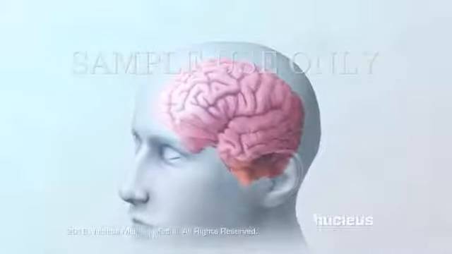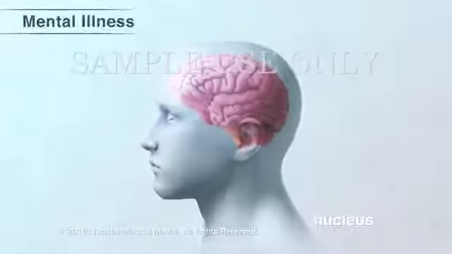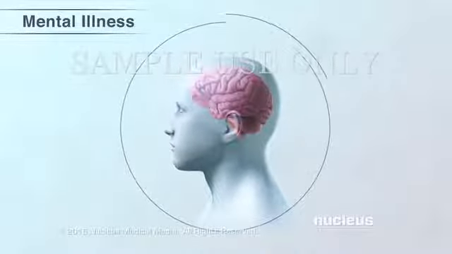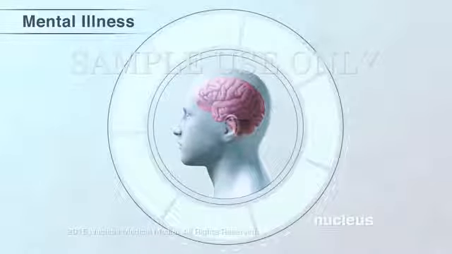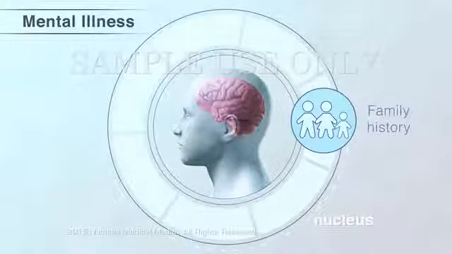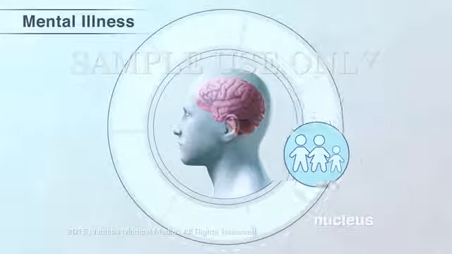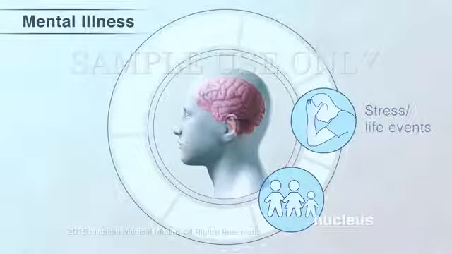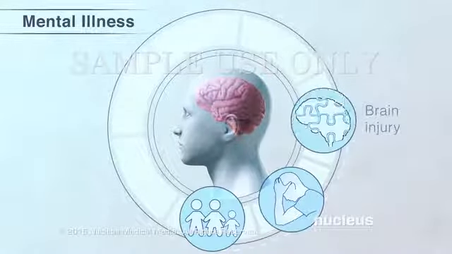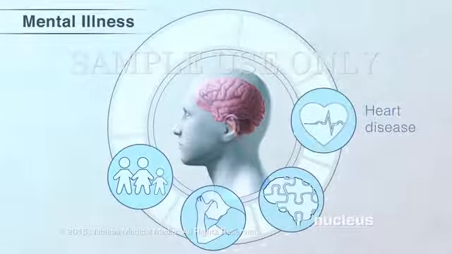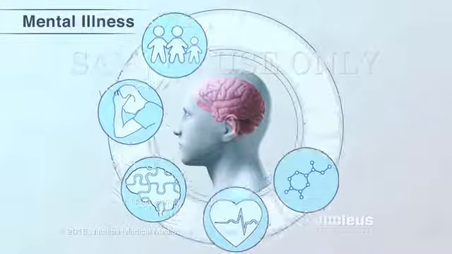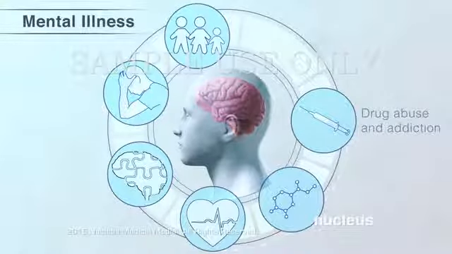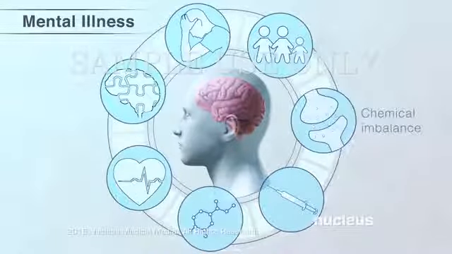Problems with this process may result in brain disorders known as mental illnesses. All the causes of mental illness aren't known. However, a number of factors may contribute to it. Some of these factors are a family history of mental illness, which can be passed from parent to child through genes, severe emotional or stressful life events, or a head or brain injury. Other factors may include health problems such as heart disease, problems with other chemicals in the body called hormones, drug abuse and addiction, and an imbalance of chemical messengers in the brain.